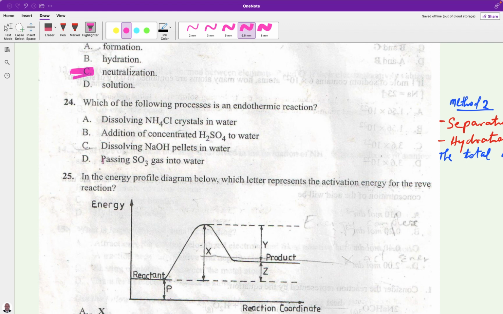D, passing sulfur trioxide gas into water. When we pass sulfur trioxide gas into water, heat is also generated. It's the same thing that is happening in the air in the formation of acidic rain, when sulfur dioxide reacts with air in the atmosphere, sulfur trioxide is formed, and when it gets mixed up in the air with water, we have acidic rain, we call it sulfurous acid.